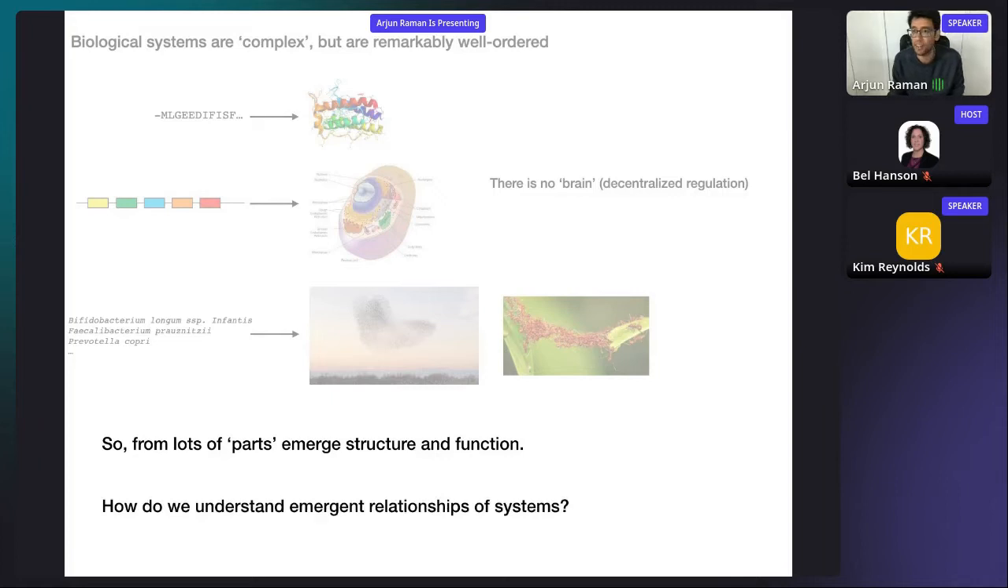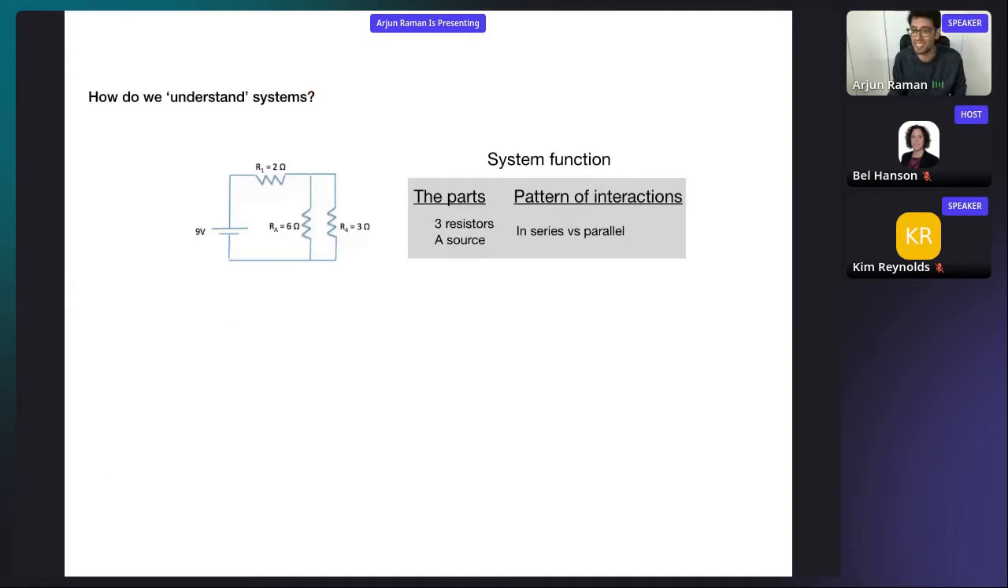And a question that our lab is really interested in is how do we describe emergent relationships of systems? Now, for physics-based designed systems, this is actually a well-posed problem that has a really good solution, and the solution is pretty simple. You elucidate all of the parts and you look at the pattern of interactions between the parts. So here's a simplistic circuit, and we can write down explicit equations that describe the predictability of the behavior of this circuit based on the fact that there are 3 resistors, 2 of which are in parallel, 1 of which is in series, and therefore you are able to understand how this system works.